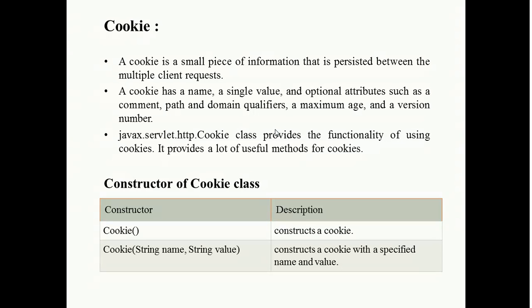Now next, see the constructors of the Cookie class. There are two constructors in the Cookie class. First is Cookie(); this constructor creates a cookie. The Cookie class is used to create a cookie in a servlet. The second constructor has two parameters, that is Cookie(String name, String value). This constructor creates a cookie with the specified name and value. So these two are the constructors of the Cookie class.